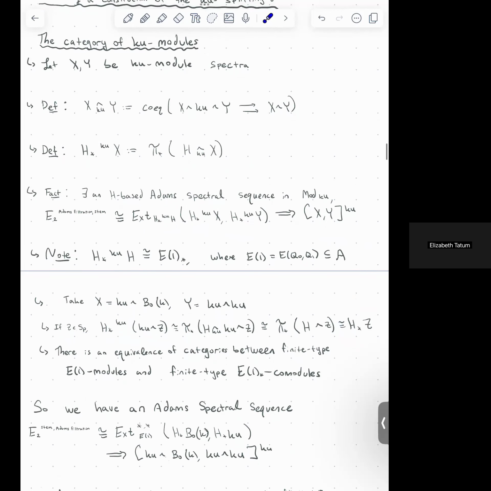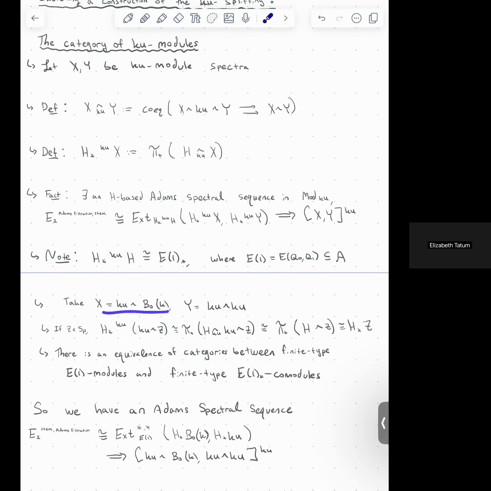So then looking at our Adams spectral sequence for X being KU smash B0K, Y being KU smash KU, this just reduces to Ext over E(1) of the homology of B0K and the homology of KU. And then finally, we want to use the fact that there's an equivalence of categories between finite type E(1) modules and finite type E(1) dual comodules. This isn't strictly necessary, but I just find that modules are a little easier to deal with than comodules.